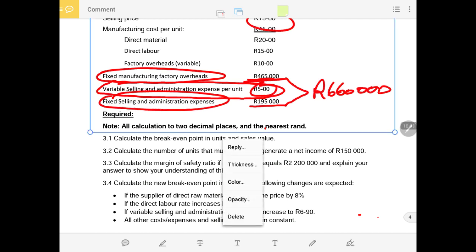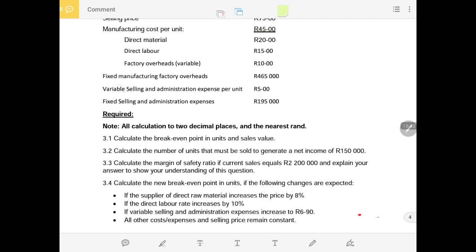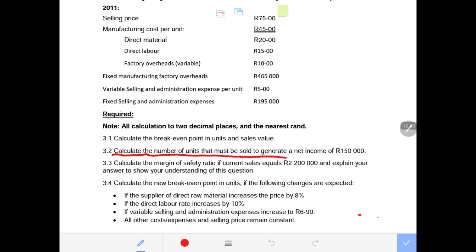Now we go to the next requirement. The next requirement says we must calculate the number of units that must be sold in order to generate the net income. Take note of that. In order to generate the net income of 150,000.